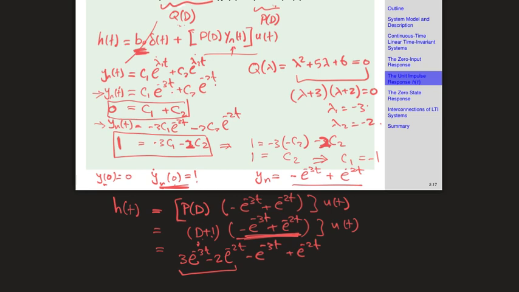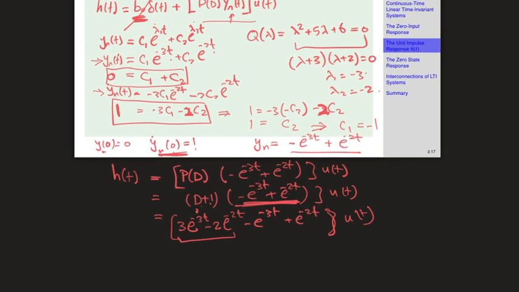Okay? And then all of this is multiplied by unit step of t, and just combine the terms together, so you end up with 2 e to the minus 3t minus e to the minus 2t, and this whole thing is multiplied by unit step of t, and that's your impulse response. This is h of t for this system.